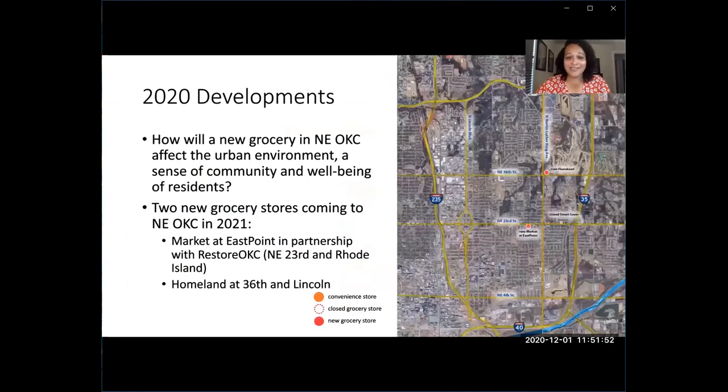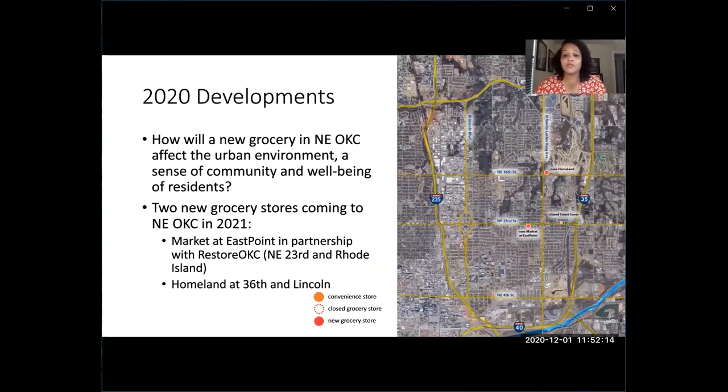So we're interested in how the new grocery stores that are coming, which there are two new grocery stores coming, how will that affect the urban environment and a sense of community and well-being among the residents? So as you can see on this map, there will be two new grocery stores. Those are roughly where they're going to be located. And I know it's a little bit hard to see, but maybe Deborah can send us a bigger map.